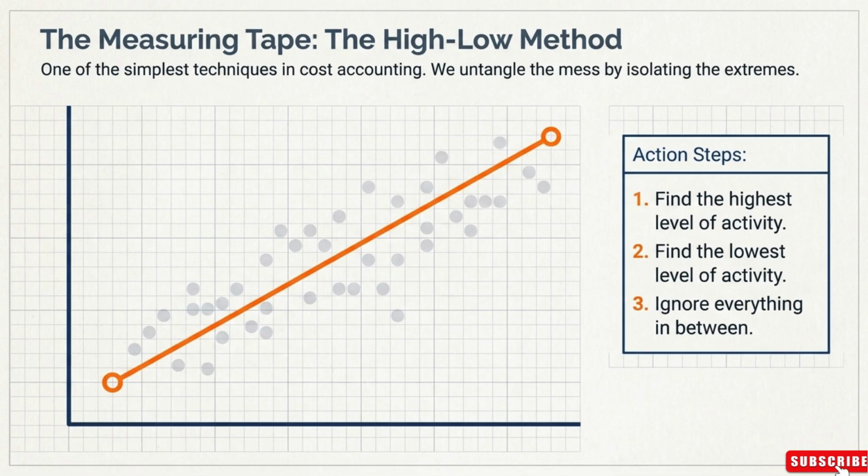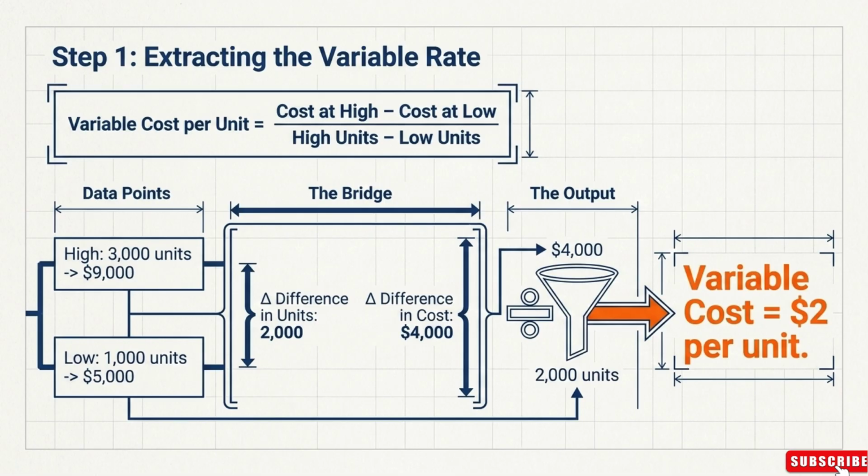We use the HILO method. It is one of the simplest techniques in accounting because it only focuses on the extremes. Step 1, extract the variable rate. Take the cost at your highest activity level and subtract the cost at the lowest level. In this example, the difference of 4000 over 2000 units gives us a variable cost of $2 per unit.